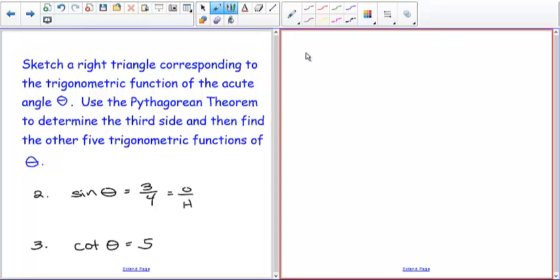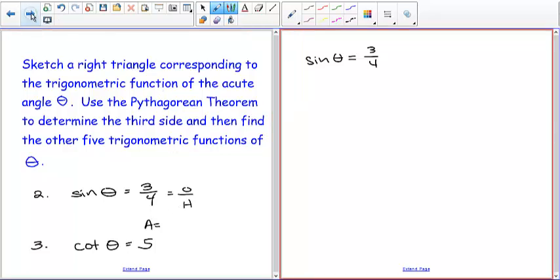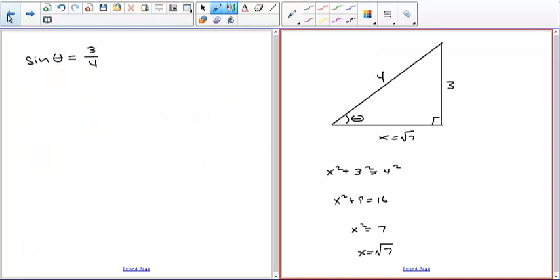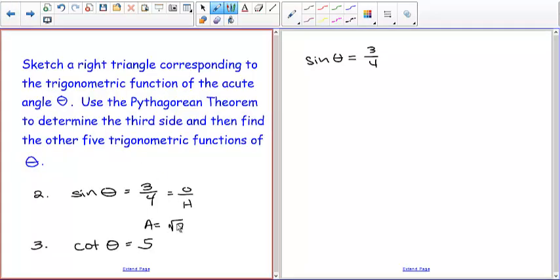So we know what the sine of theta is. That was what was given, 3/4. And what I'm going to do is write over here adjacent. So we got the opposite is 3, the hypotenuse is 4, the adjacent was equal to, where is it here? Square root of 7. Okay, so the adjacent is the square root of 7.